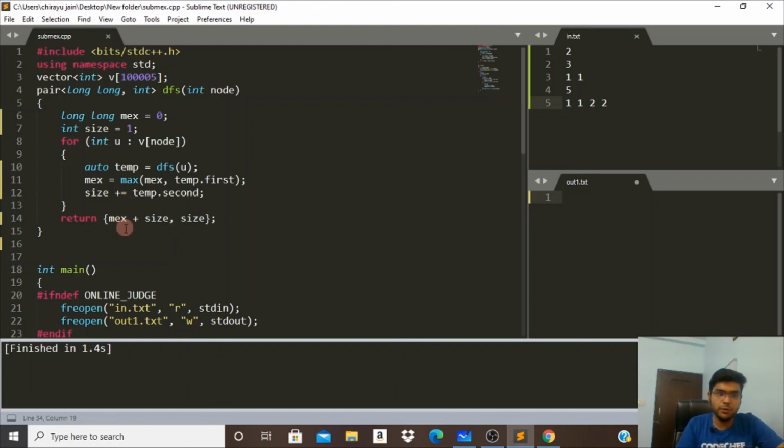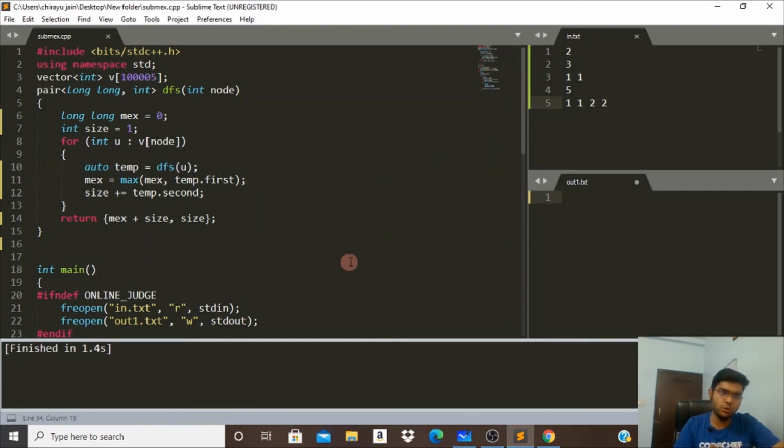At last, what will we return? That is max plus size, as we have seen in the approach. We return max plus size, comma size, that is the size of the subtree that we are getting till now. Max plus size is the total max that we are getting till now, right? So we'll return this, and the whole code will work as we have seen in the approach for that particular tree with number of nodes as 3, right?